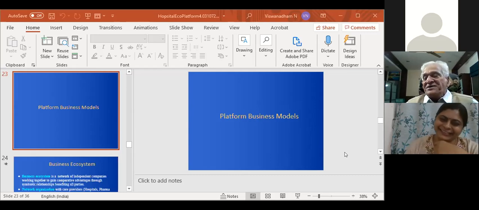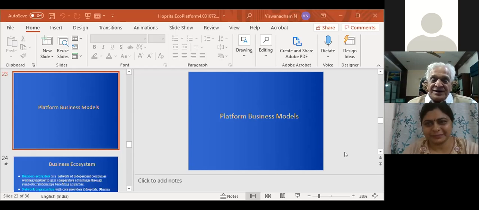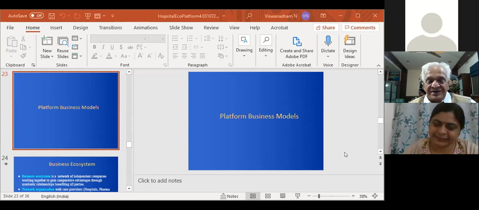I have written a paper on digital health, and I can share that paper with you. It is going to get published in Sadhana, the academic journal of the Indian Academy of Sciences. I was editor-in-chief of Sadhana for a long time, so I thought this paper, which is very important for India, should go to Sadhana. That paper can be shared with anybody.